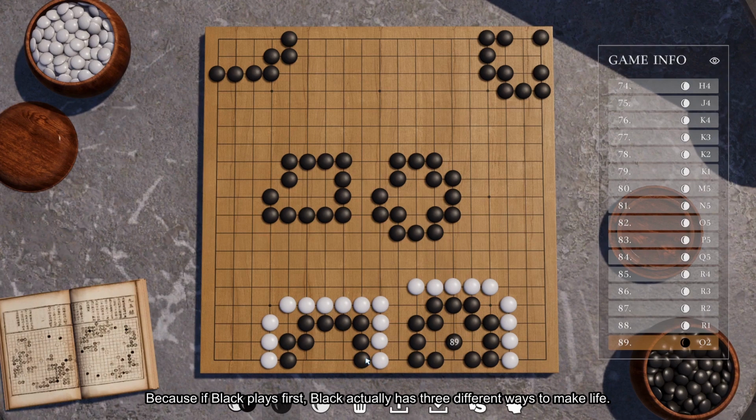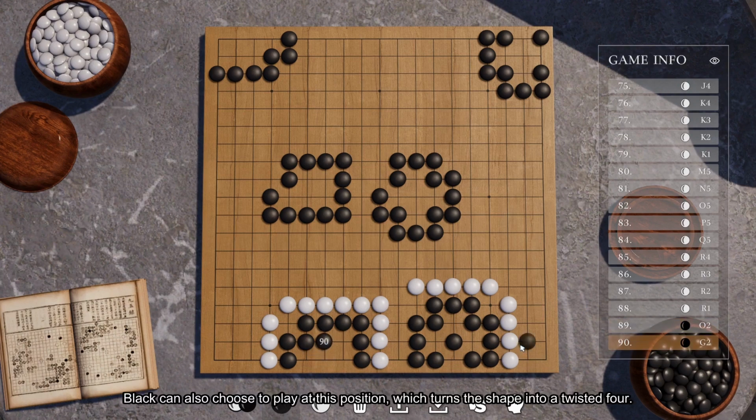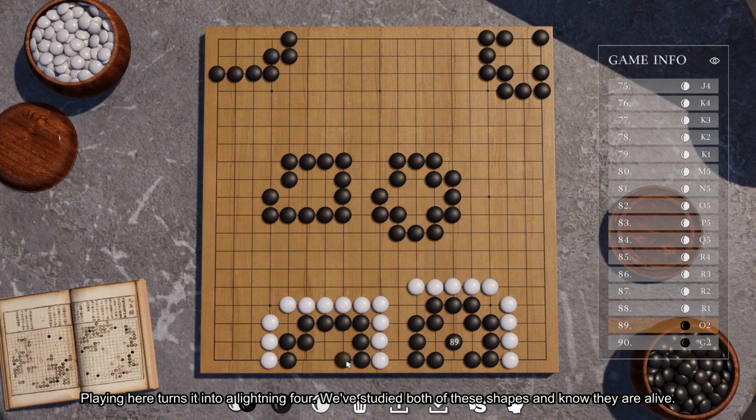Because if black plays first, black actually has 3 different ways to make life. First of all, this move is definitely fine, and it is the most correct one. Black can also choose to play at this position, which turns the shape into a twisted 4. Playing here turns it into a lightning 4. We've studied both of these shapes and know they are alive.